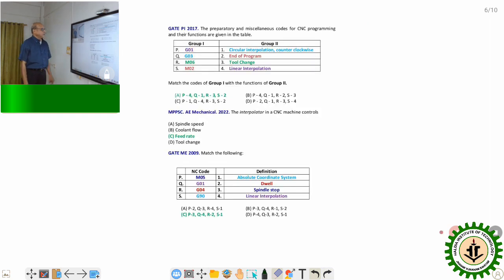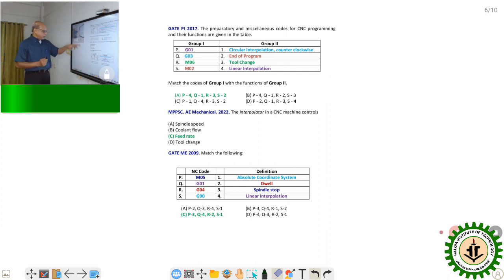One blank slide is there. Okay. This is basically the table or column matching type, so there is no need for detailed discussion. The only thing is that you ought to remember the different G codes and M codes. And this sort of question appears almost every year by combining some sort of G codes and M codes.